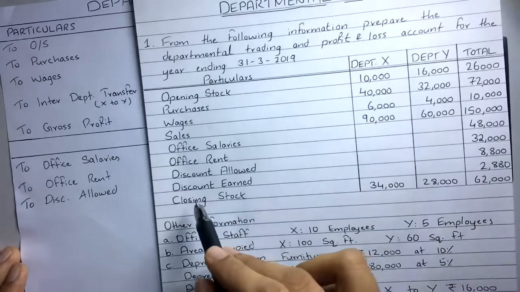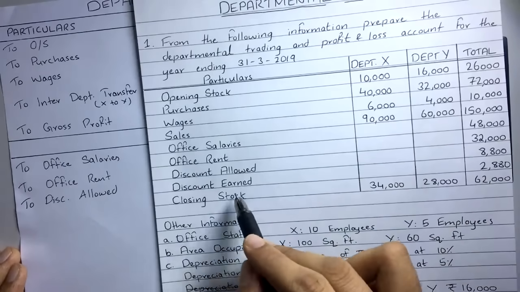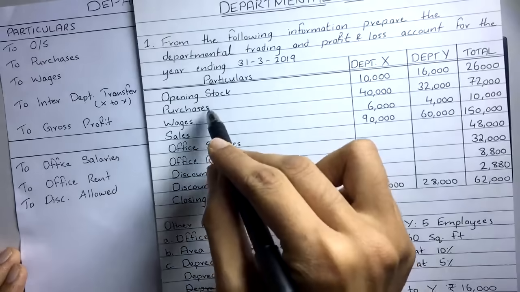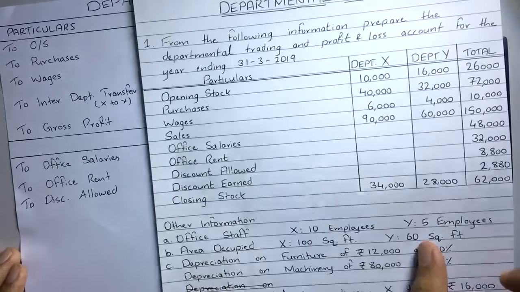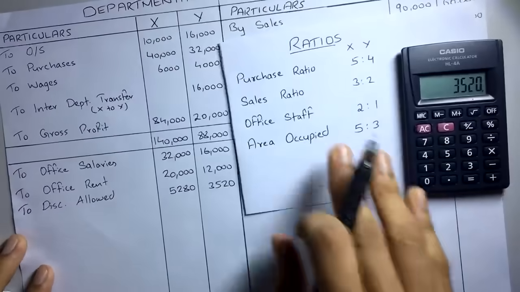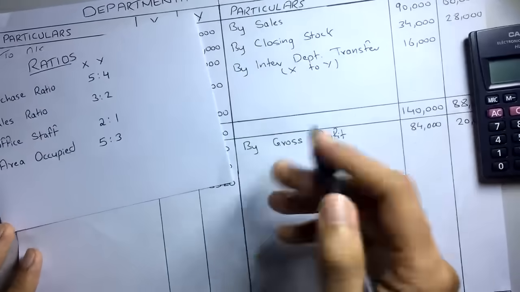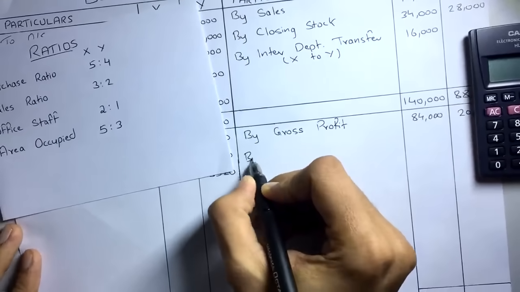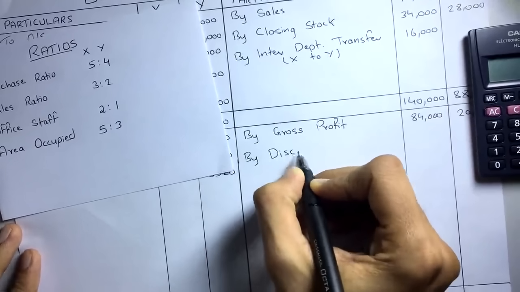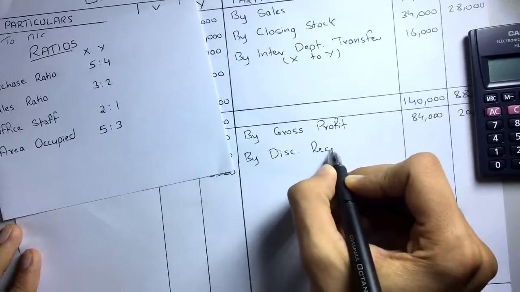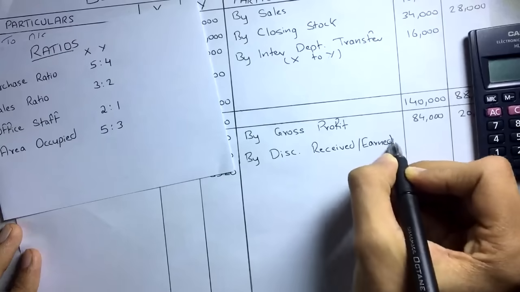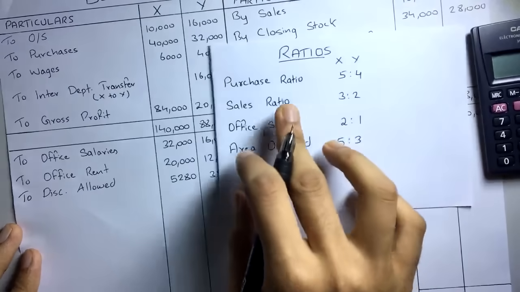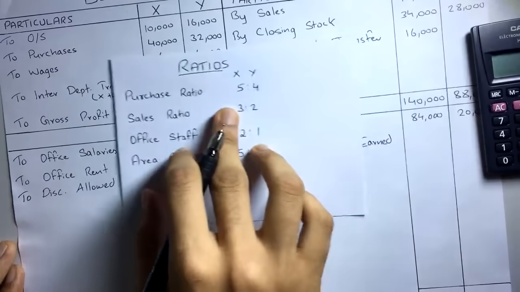Okay, and this discount earned is directly connected with what? Directly connected with purchases. It is opposite to discount allowed. Now this will be based on the purchase ratio. Simple. So this will be credited over here as discount received, or discount earned, whatever you can write. Alright, no problem. Now this discount earned will be based on the purchase ratio 5:4.